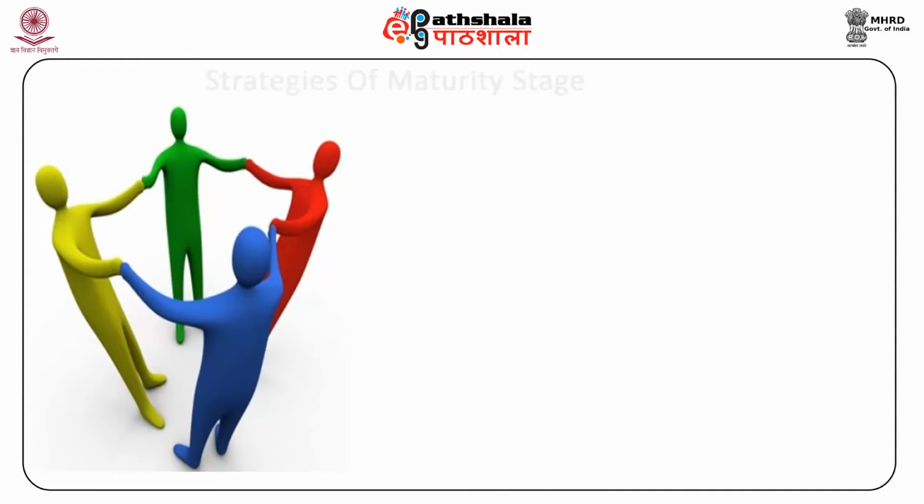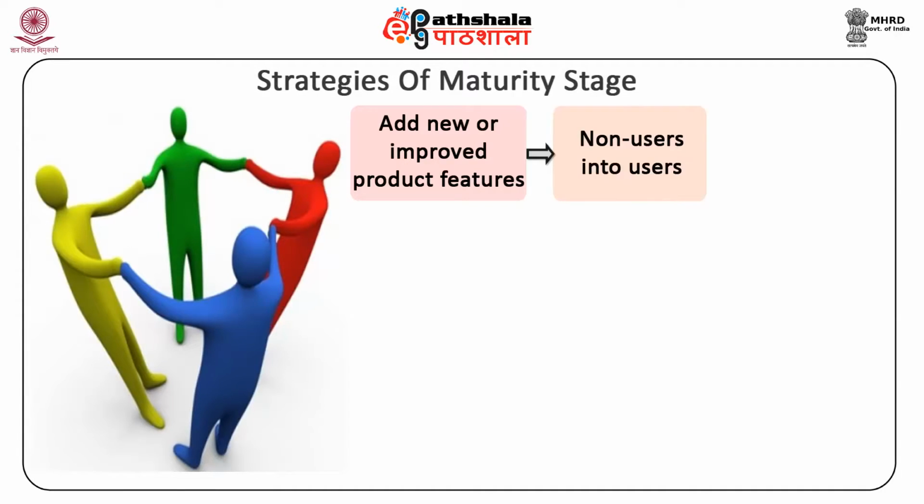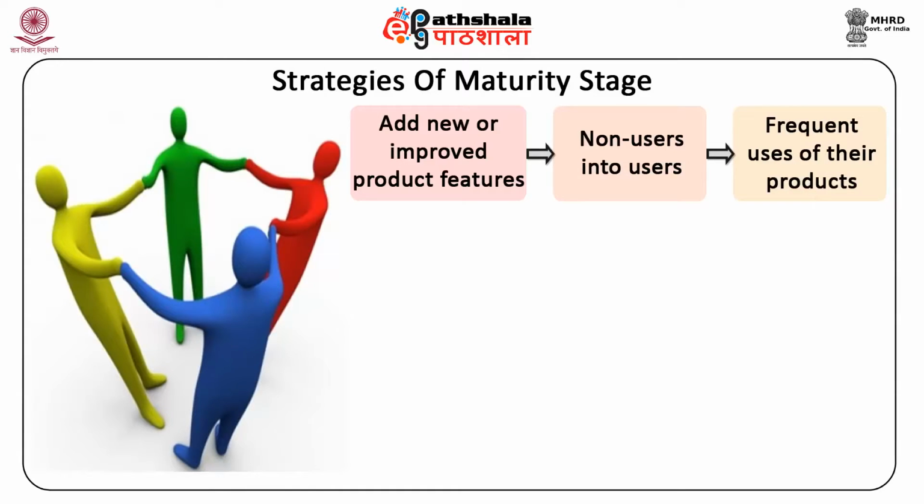Marketers have to resort to the following strategies. In order to sustain the sales at a constant level, the company might have to add new or improved product features to differentiate their product from that of the competitors. Next, they will have to convert non users into users. For example, try to encourage non coffee drinkers to drink coffee. Next, they can suggest frequent use of their products. For example, a shampoo company tries to introduce frequent use of shampoo to have nice, silky and glowing hair.